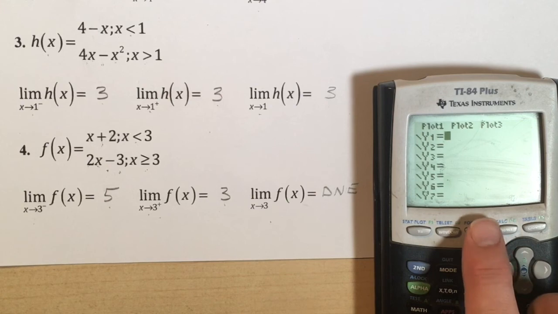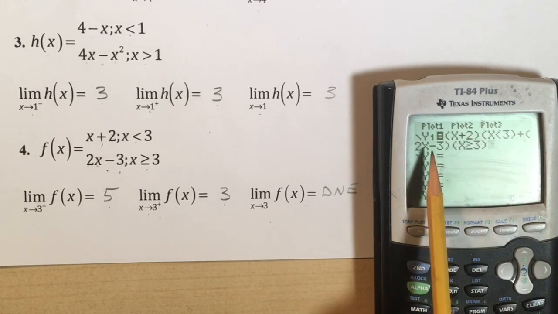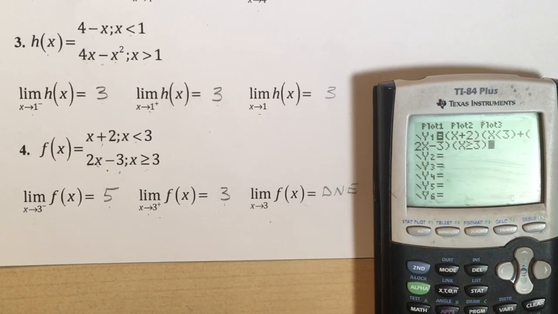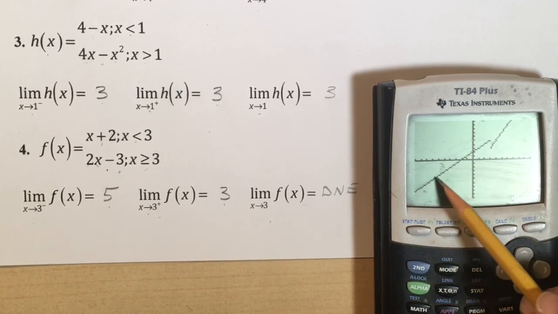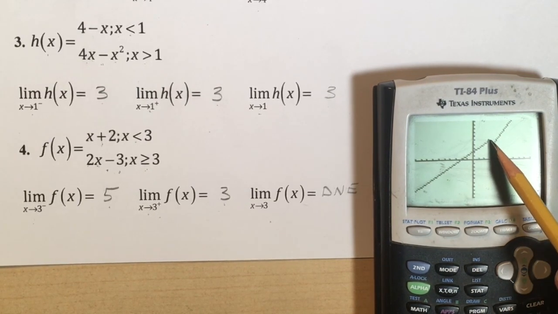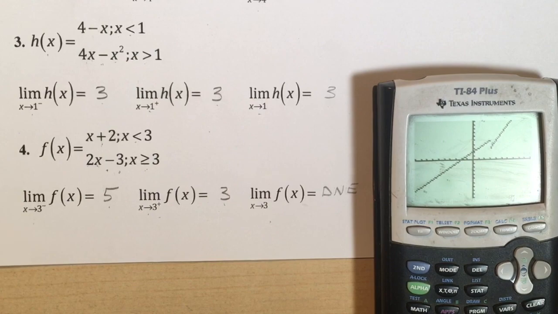Let's type this one in our graphing calculator. It's x plus 2 when x is less than 3, plus 2x minus 3 when x is greater than or equal to 3. And perhaps you can see that these pieces do not come together where x is 3. As we approach from the left-hand side, we're headed towards the point (3, 5), and as we approach from the right-hand side, we're headed towards the point (3, 3). The limit as x approaches 3 does not exist.